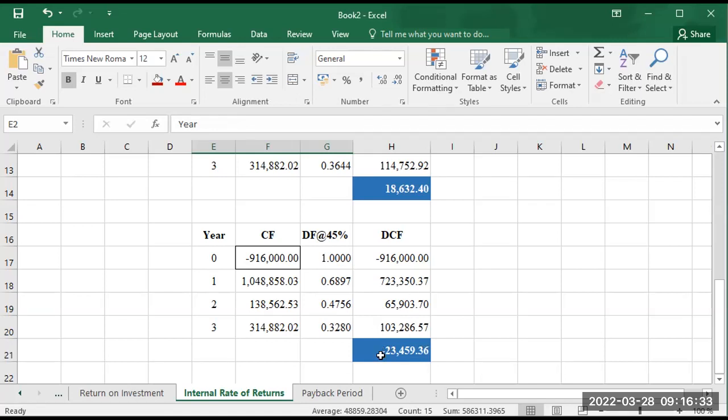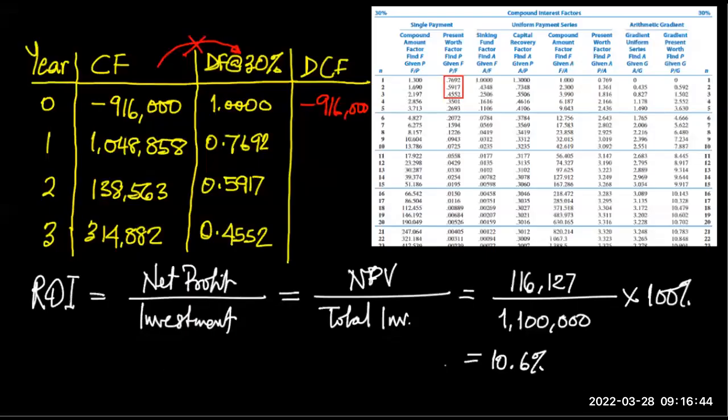Okay, so this is it, negative 23,000. So let's apply the formula. The formula is back here. Internal rate of return, I've given the definition already. The formula for internal rate of return is equal to the rates for which the last rate, right, which is the lowest rate.